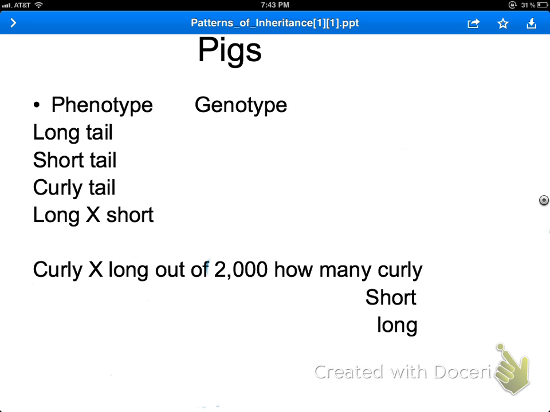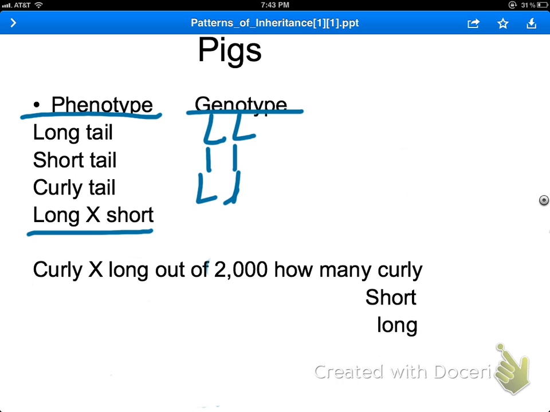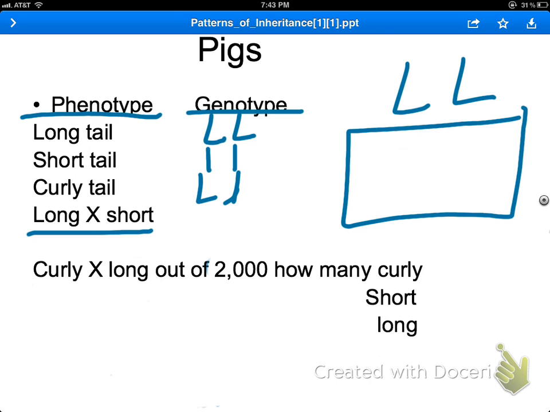Let's look at some other types. So remember, phenotype is what it looks like. Genotypes are the letters we use to make the notation. So let's say long tail is our dominant trait, short tail is our recessive trait, and curly tail is the hybrid that's in between the dominant and the recessive trait. Let's do a cross for a long and short pig. So a long pig is going to have 2 capital letters, short pig 2 lowercase letters.